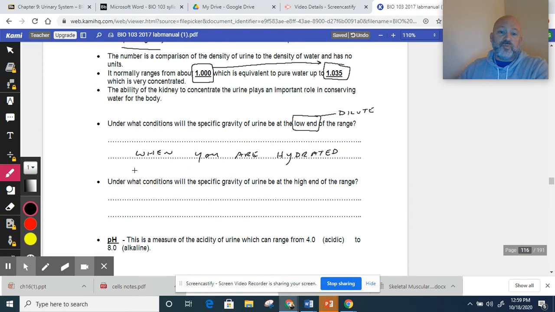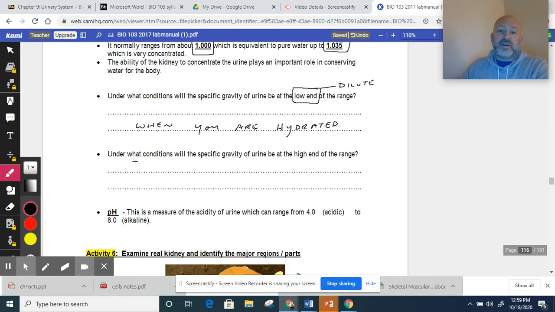As opposed to being dehydrated, then the specific gravity reading would be at the higher end, right? So when you are dehydrated, when you first wake up in the morning, you aren't drinking all those hours that you were sleeping. Your body's dehydrated. Your urine is going to come out concentrated.